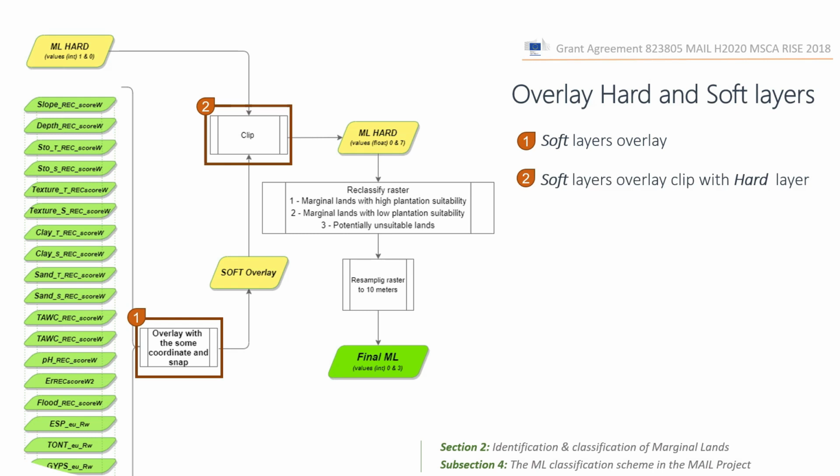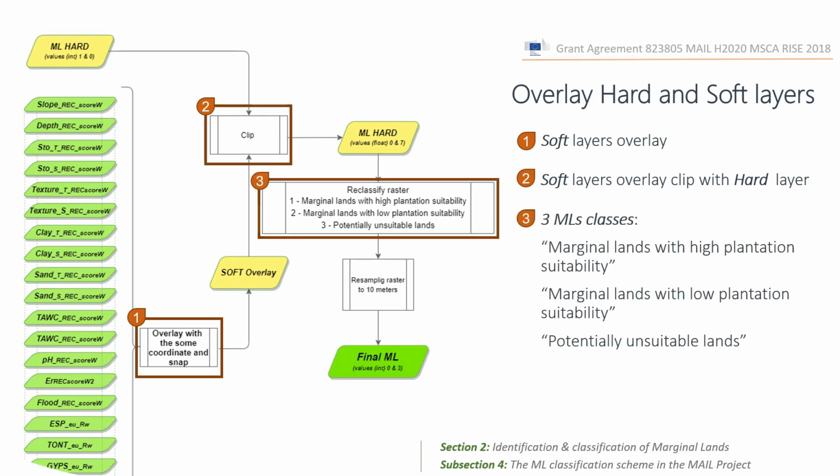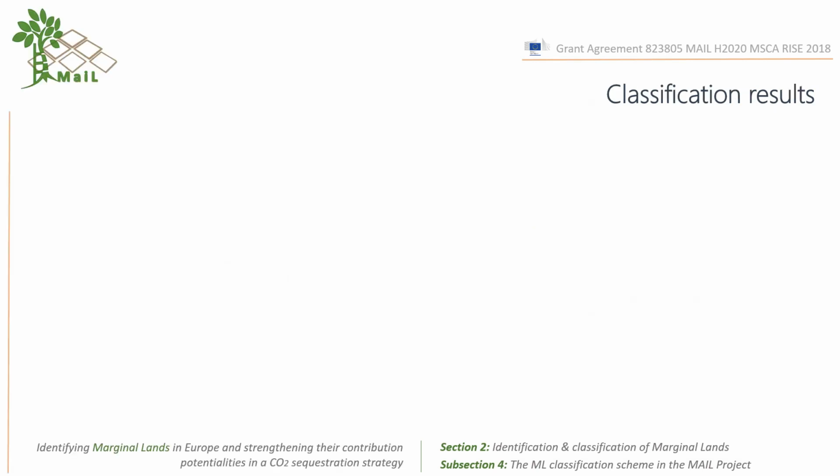This operation results in all potentially marginal areas, with the raster values fluctuating between 0.12, which represents the most marginal areas, and 6.86, which represents the least constraint of the less marginal areas. And in third place, the raster is reclassified in three classes: marginal land with high plantation sustainability, marginal land with low plantation sustainability, and potential unsustainable lands. We are going to stop at the third step.